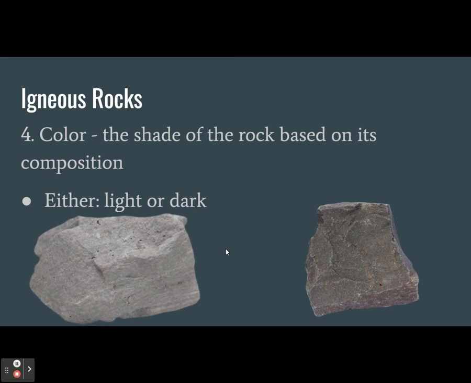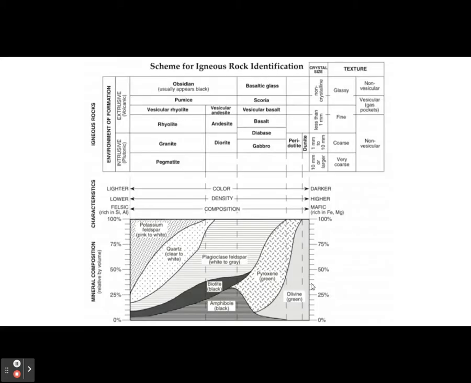Next we have color. So these rocks can be either light or dark colored. On the left side, it's a light colored rock. On the right side is a dark colored rock. The rocks that are on the left side, the light colored ones, are going to be called felsic igneous rocks. And the rocks that are dark on the right side are going to be called mafic igneous rocks.